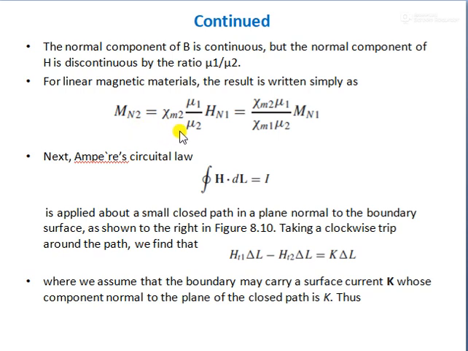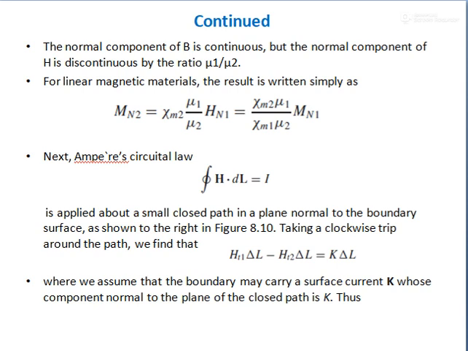Or you can use this equation: Mn2 is equal to chi m2 by chi m1 into mu1 by mu2 into Mn1. So these are the boundary conditions for magnetic flux density and magnetic field intensity, B and H. Bn1 is equal to Bn2, that is the first one, and Hn1 by Hn2 is equal to mu2 by mu1, or mu r2 by mu r1. Right?